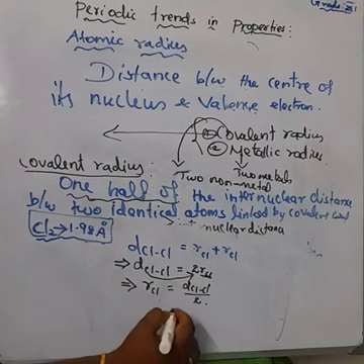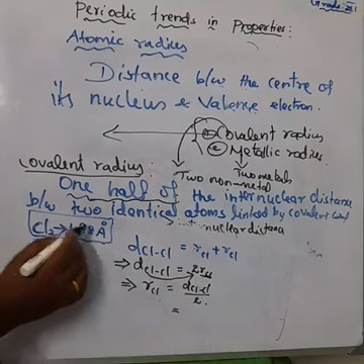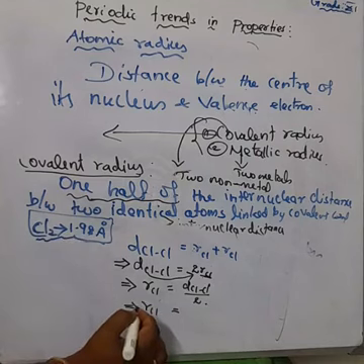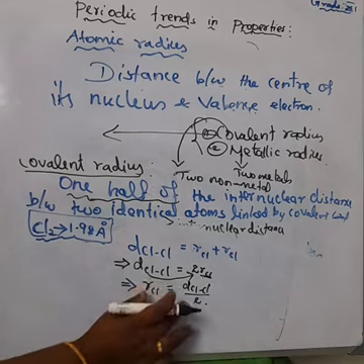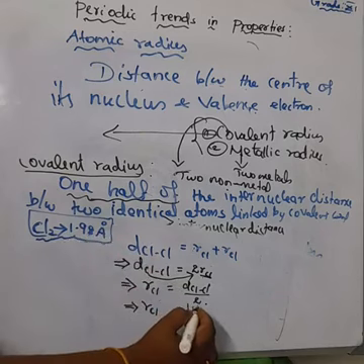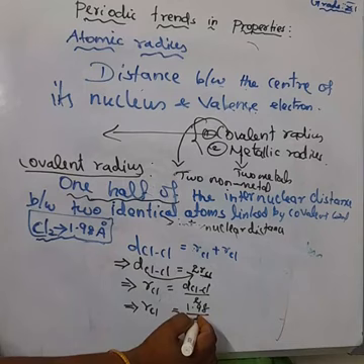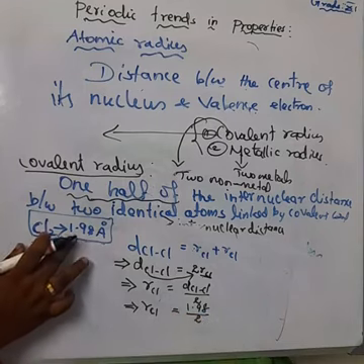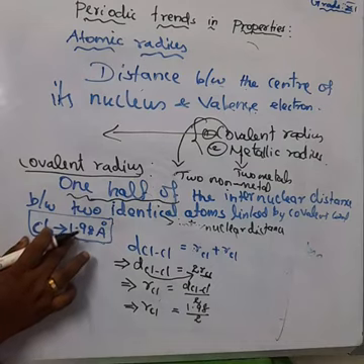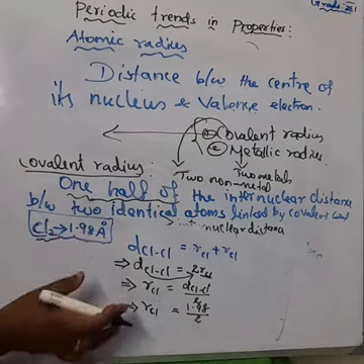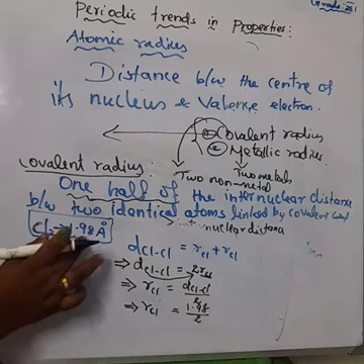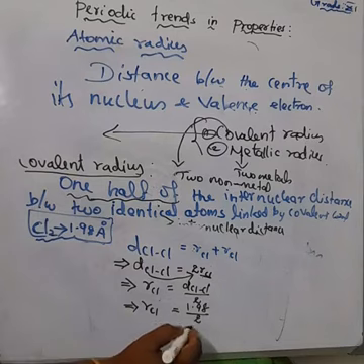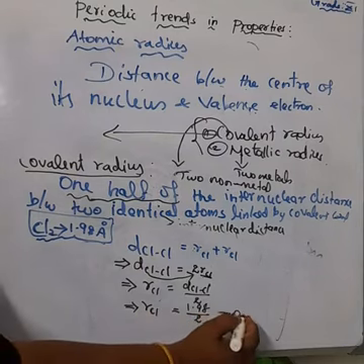Here, what is the radius of chlorine? The distance between chlorine and chlorine measured experimentally is 1.98 Angstrom. Dividing 1.98 by 2, we get 0.99 Angstrom.